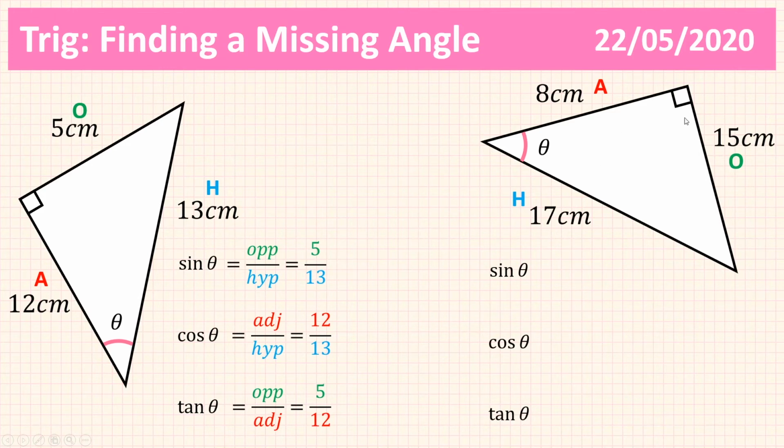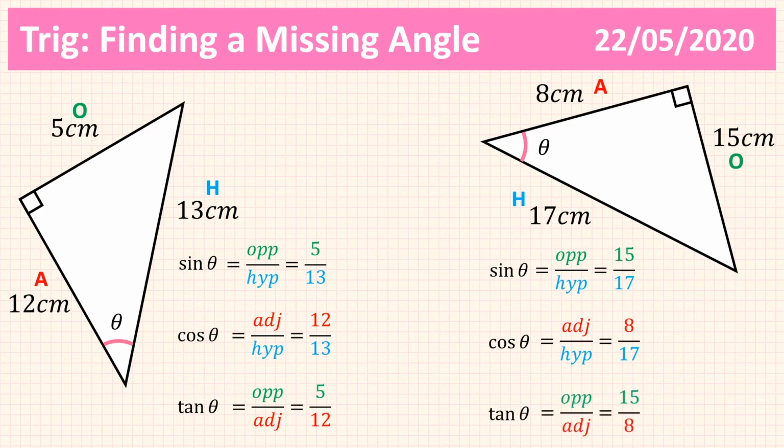For the right hand triangle, this is what I've got. I've got 15/17 for sine theta, 8/17 for cos theta, and 15/8 for tan theta. So hopefully you've got those right and you're feeling very comfortable about just writing the fractions that are represented by sine theta, cos theta, and tan theta. That should be pretty straightforward for you now.